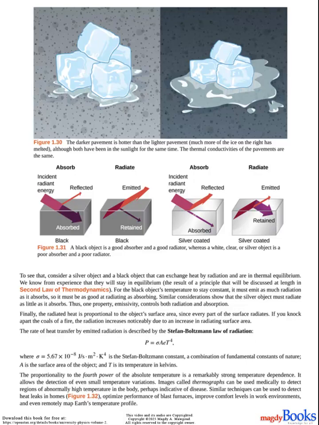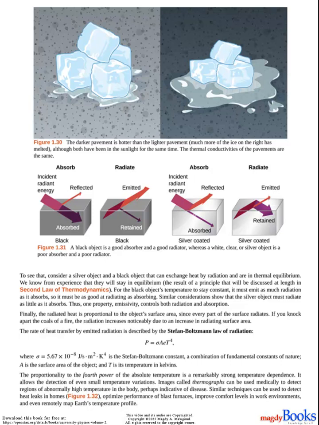To see that, consider a silver object and a black object that can exchange heat by radiation and are in thermal equilibrium. We know from experience that they will stay in equilibrium. This is the result of a principle that will be discussed at length in second law of thermodynamics. For the black object's temperature to stay constant, it must emit as much radiation as it absorbs, so it must be as good at radiating as absorbing. Similar considerations show that the silver object must radiate as little as it absorbs.